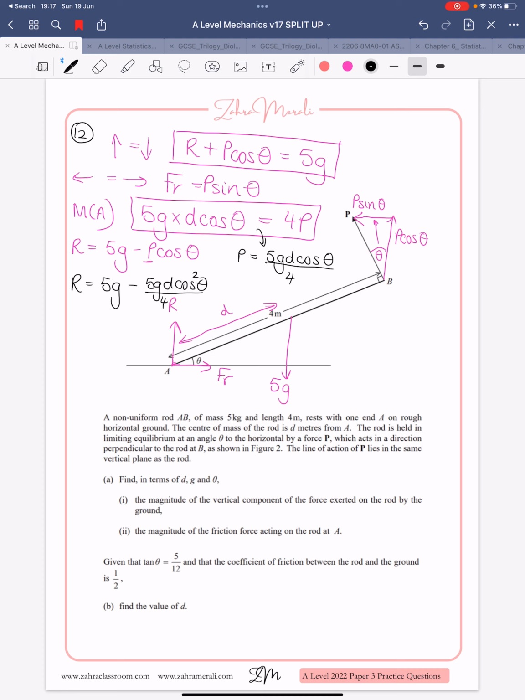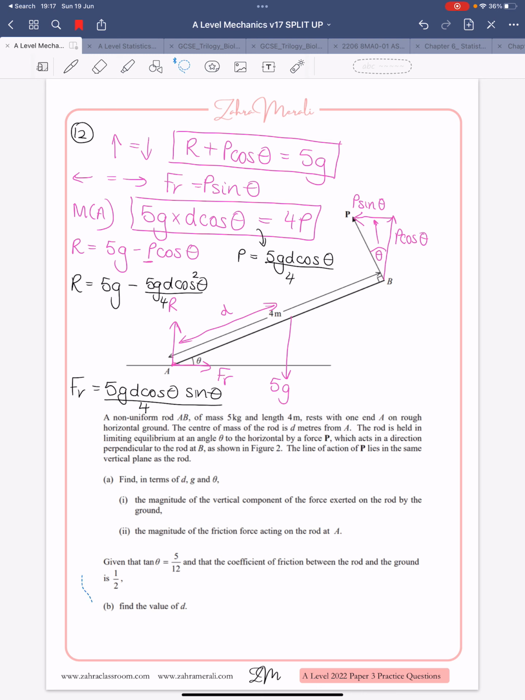My friction is the same as P sine theta. So 5G d cos theta sine theta over 4. And those are my two expressions. They're not very pretty, but those are the answers. Now we're told that tan theta is 5/12.